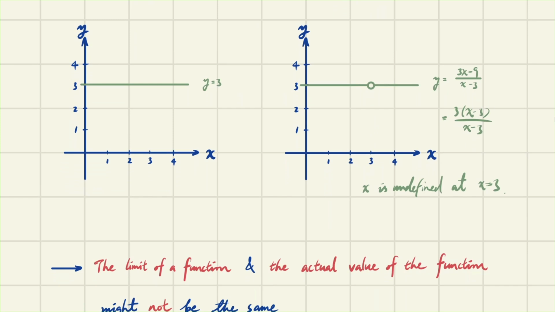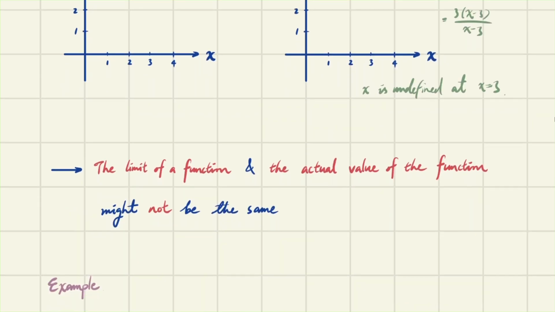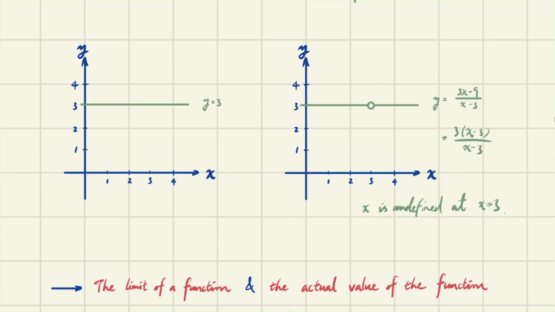So which means that here, the limit of a function and the actual value of the function might not be the same. Right? For this instance, the value of the function doesn't exist, but the limit exists. Yeah, the limit exists and equals 3.